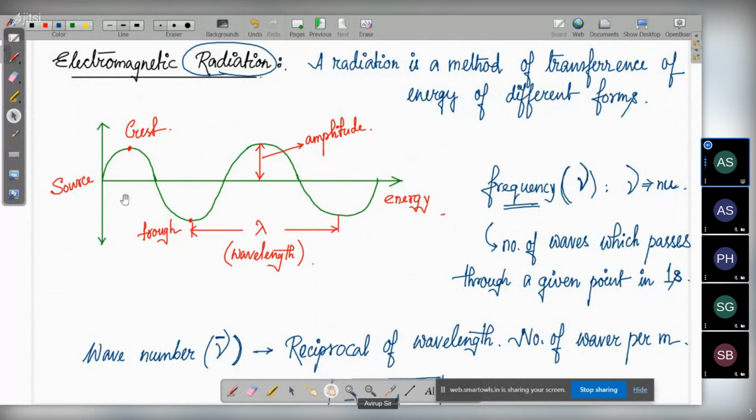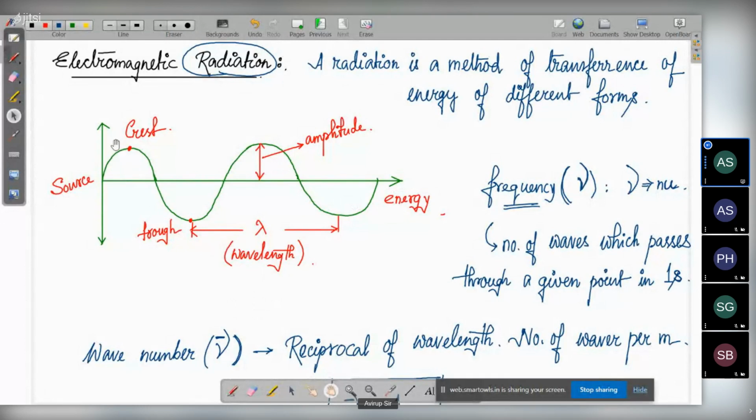So what is radiation? Whenever we talk about electromagnetic radiation, what is this radiation? Radiation is basically a method by which one form of energy is transferred into different forms of energy. Now you must be familiar with this diagram of a wave. A wave is a method by which energy is propagated from a particular source.